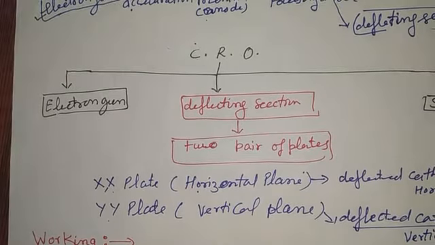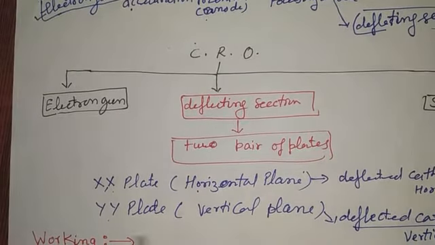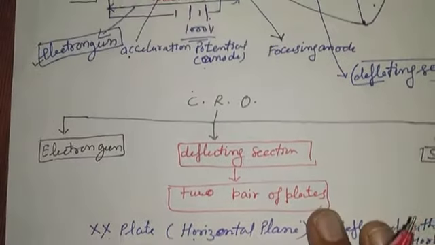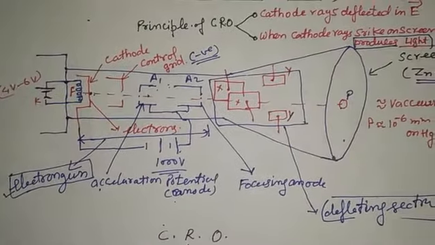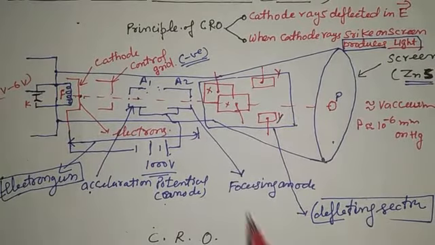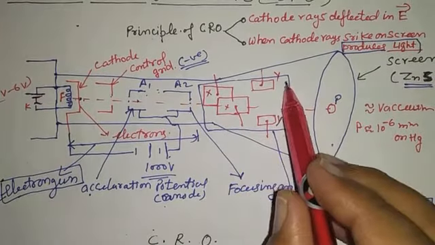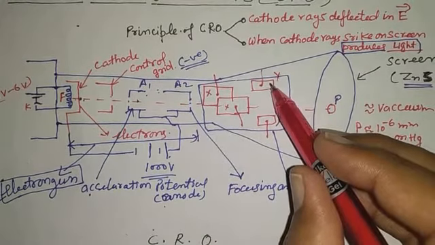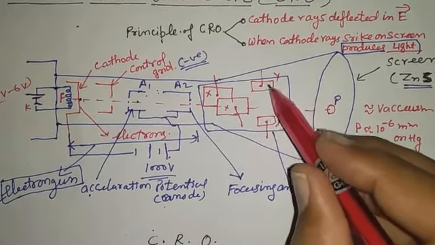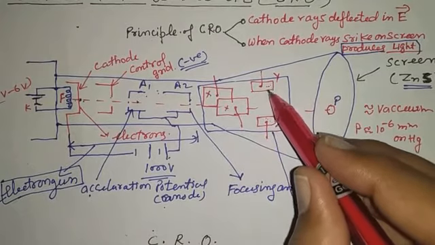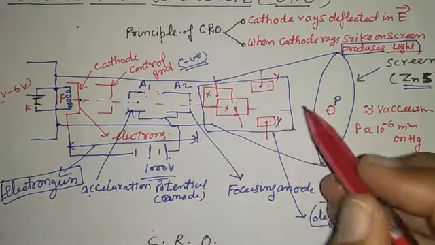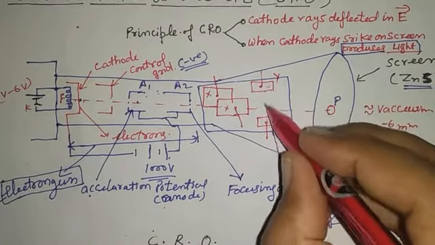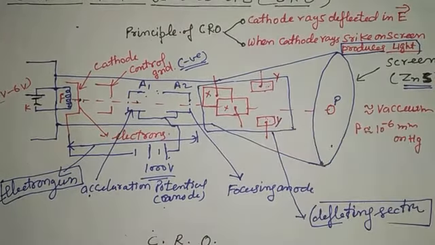Now we are going to see the working of the CRO tube. To understand the working, once more focus here on the diagram. Here we are going to focus on the deflection section. In this deflecting section, see the pair of YY plates. In between the YY plates, an unknown potential is applied, so an electric field is maintained between the plates.